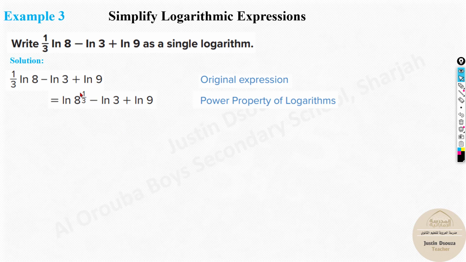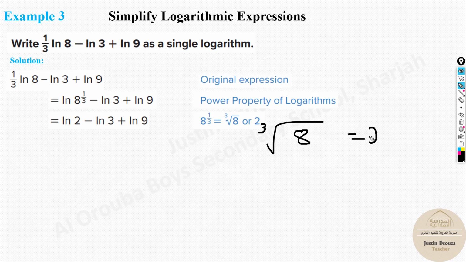Now, whenever we have minus, it is division, plus means multiplication. So now ln, just divide. 8 to the power 1/3, by the way, is the cube root of 8. Cube root of 8 is 2, because we know 2 times 2 is 4, 4 times 2 is 8. So that's why, now here what we do is we simplify this and write 2. Now, 2 divided by 3.